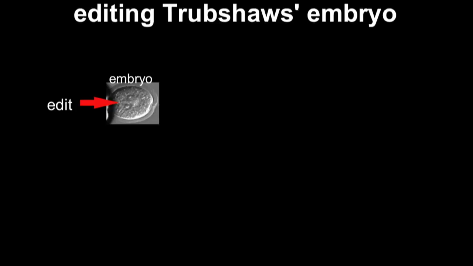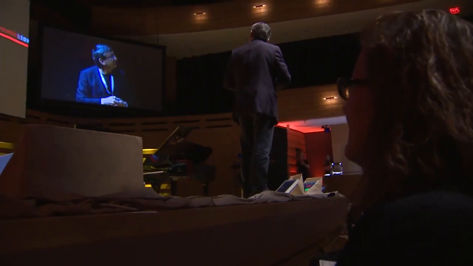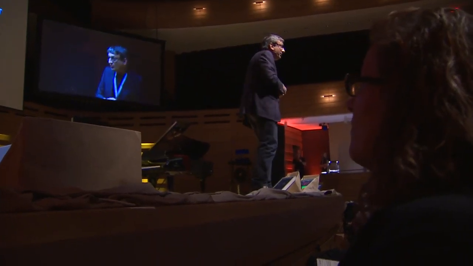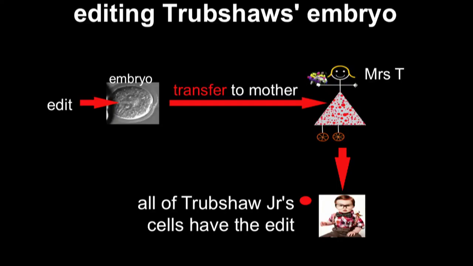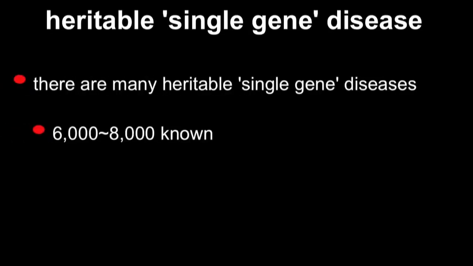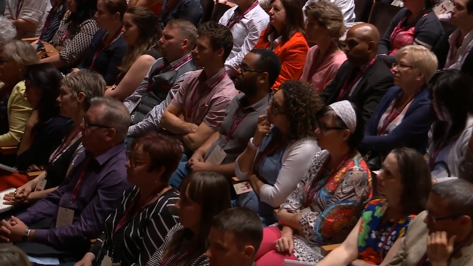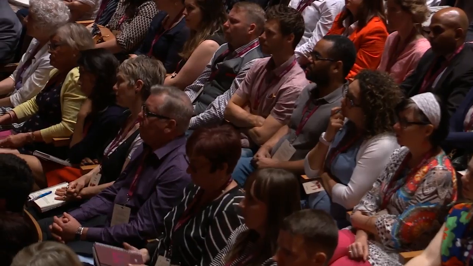T, and she carries the pregnancy, now all of the cells of Trubshaw Jr. when he's born contain that edit, so he will not be predisposed to the same heritable condition. And this, in fact, probably applies to many different so-called single-gene diseases, where probably about 6,000 to 8,000, maybe a few handful more are known. Individually they're quite rare, but collectively, these single-gene diseases really add up to something. In the UK, it's probably around 1 million people affected. So an enormously important problem.